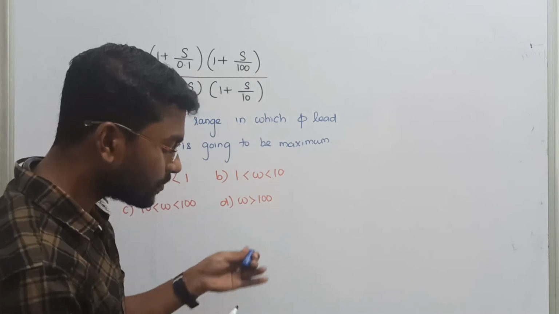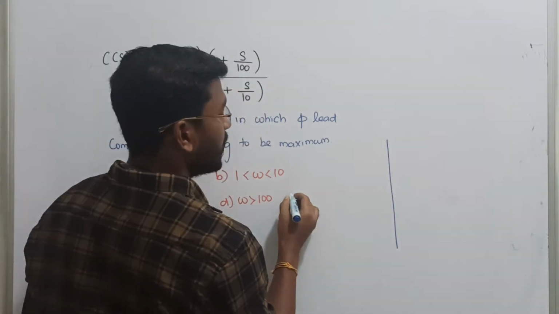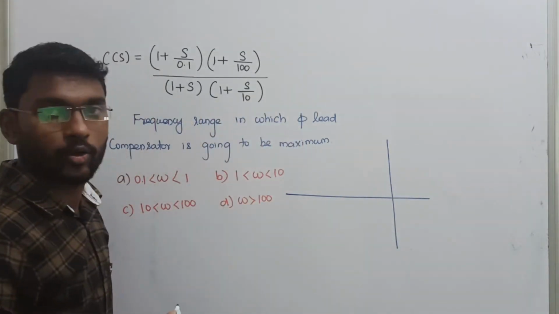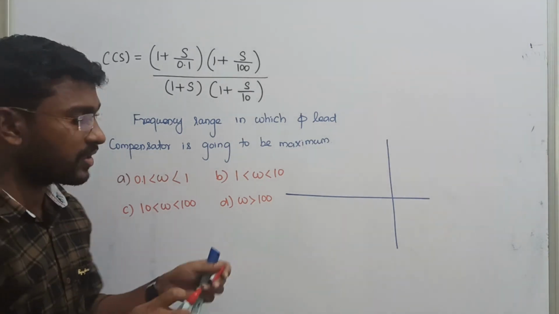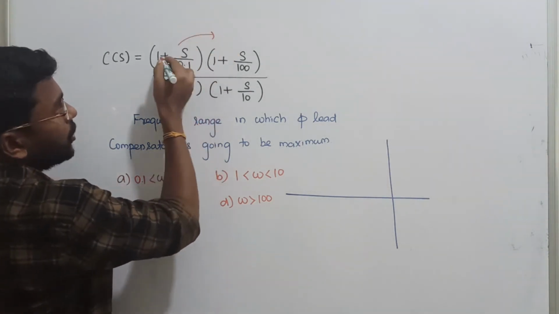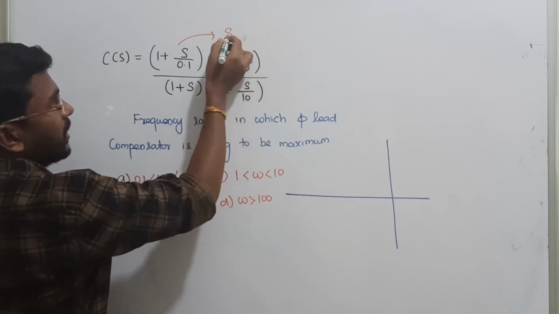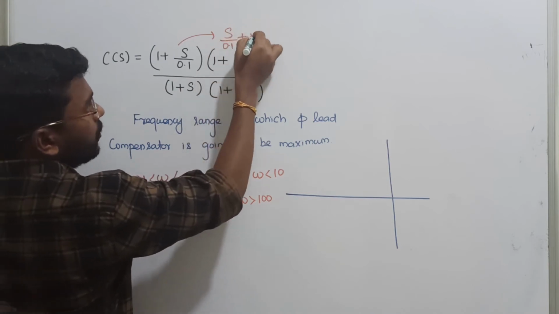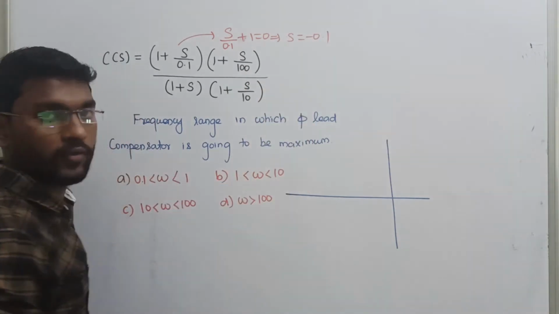Let us see. Just place the poles and zeros in their corresponding locations. Shall we do it? Just take the first zero. If I equate it to 0, then s divided by 0.1 plus 1 should be equal to 0, such that the value of s will become equal to minus 0.1. That is the first zero.